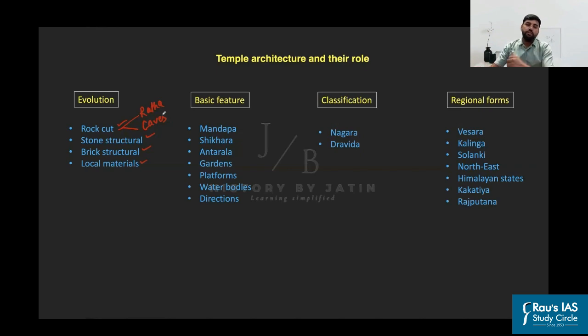Then the basic features of the temple, you should know about them. Mandapa, Shikhar, Antral. Mandapa, where the people sit. Shikhar, where the deity is. Antral is the place between the two. Garden, platform, water bodies, directions, right? Classification: Nagara, Dravida, Vesara, Kalinga, right? There are many. Kakatiya. I have explained this time. I have included these two also. These three, two also, right? And then the regional forms which are mentioned over here.